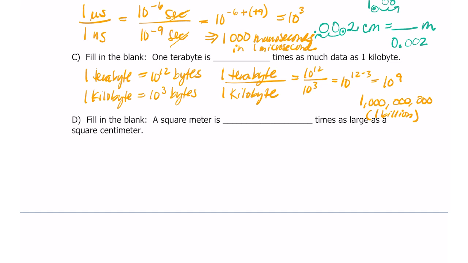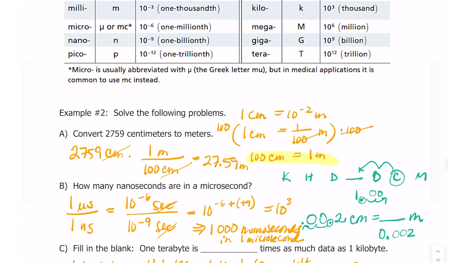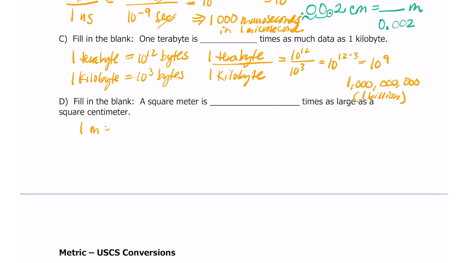A square meter is blank times as large as a square centimeter. Okay, so now we're dealing with squares. And we already learned before, right, that 1 meter equals 100 centimeters. Okay, so let's write that down. Now I'm trying to figure out how much a square meter is equivalent to in centimeters.